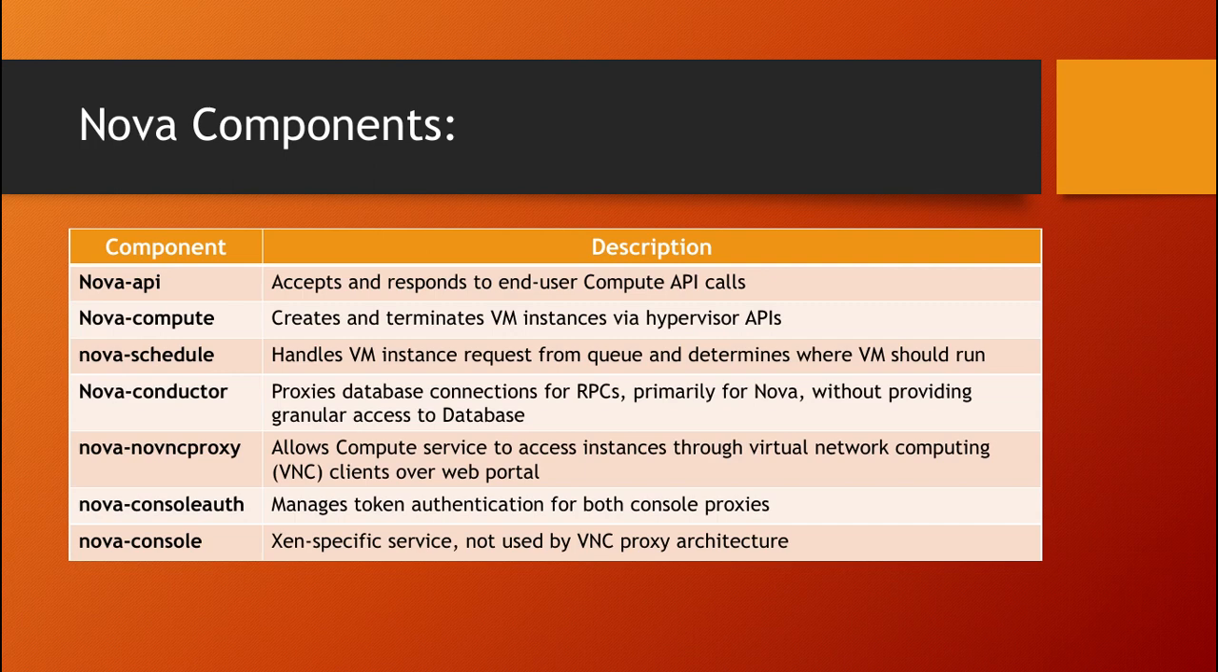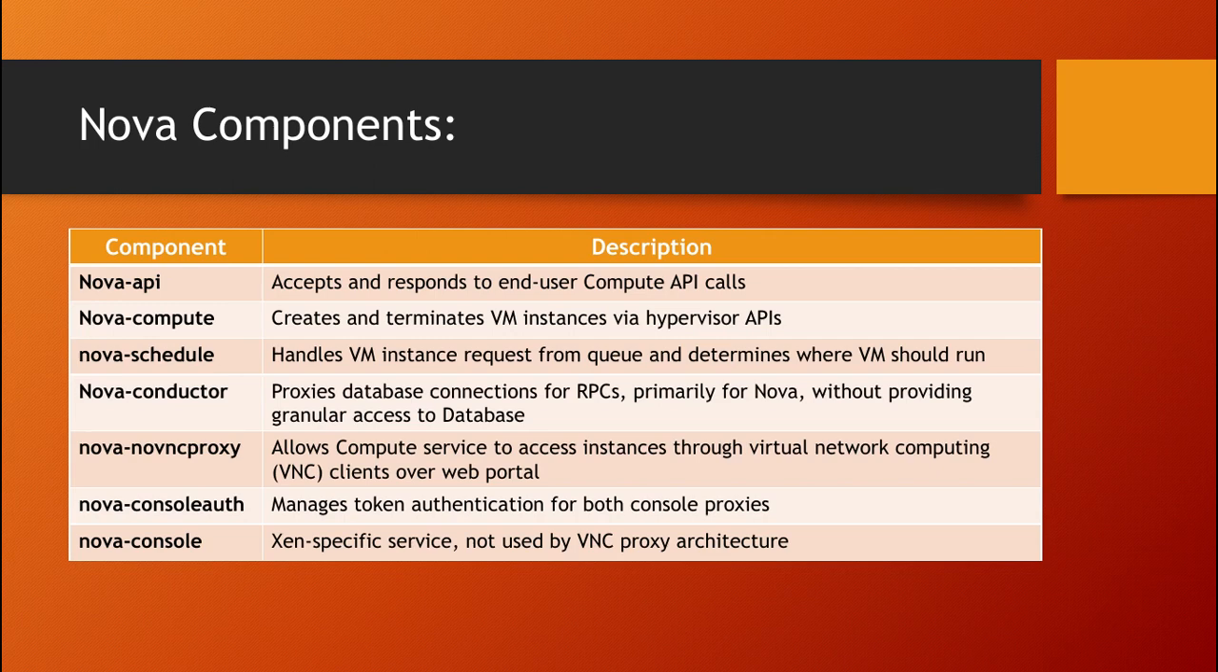Then you have a component called Nova conductor. It's like a proxy for connecting to your databases, mainly via RPC or remote procedure calls, and this is primarily for Nova. It enables you to give access to your database without providing any granular level access to your database.